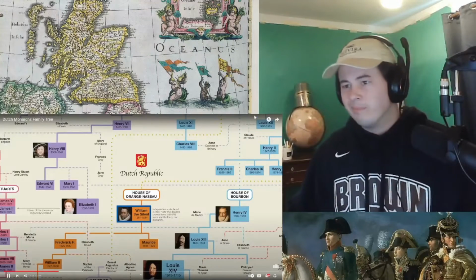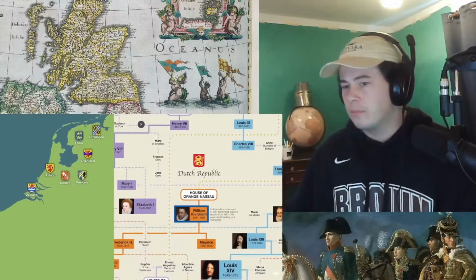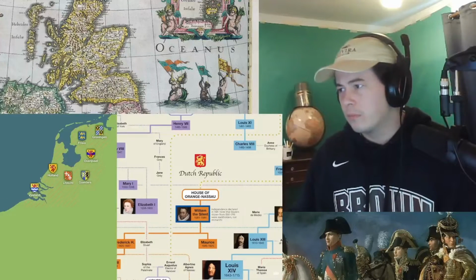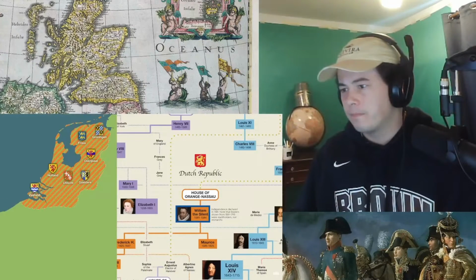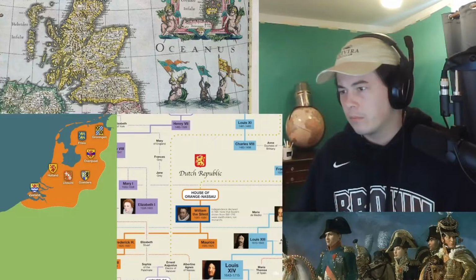In 1581, 7 of the 17 Dutch provinces declared independence from the Spanish king and became known as the Dutch Republic, or the United Provinces. William the Silent became their de facto leader, although keep in mind that he was not actually a monarch. Instead, he held the title of stadtholder in several of the provinces, the word stadtholder meaning something close to governor.